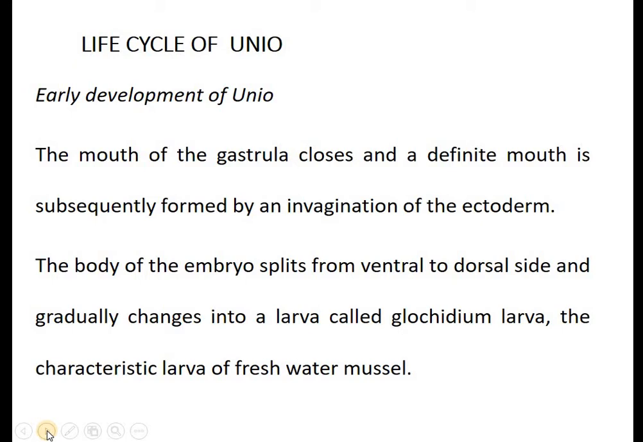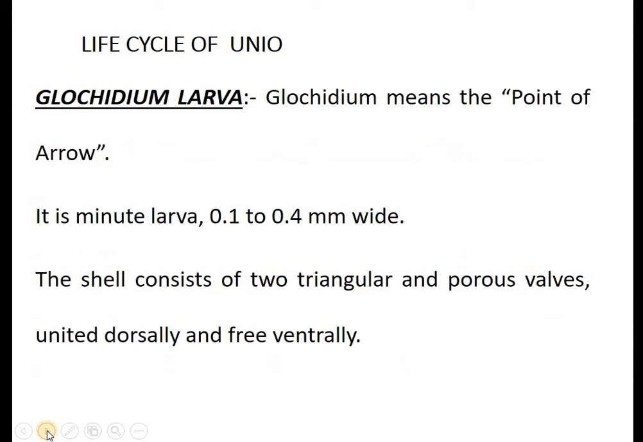The body of the embryo splits from the ventral side to the dorsal side and gradually changes into the larva called glochidium, the characteristic larva of the freshwater mussel Unio. So this is a very important step. The embryo splits from the ventral to the dorsal side and gradually changes into the glochidium larva, a characteristic feature of the freshwater mussel.